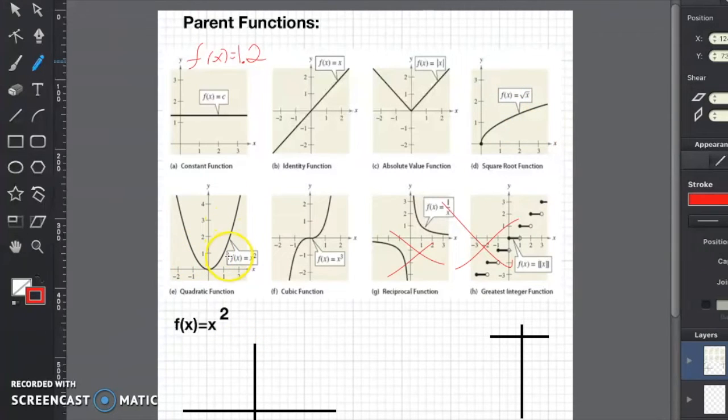Next we have a quadratic function, right? So this guy is going to be a quadratic. It's a parabola, which we've seen before. So this is going to be f of x is equal to x squared. So it's a parabola, and we're going to look at that in just a little bit.